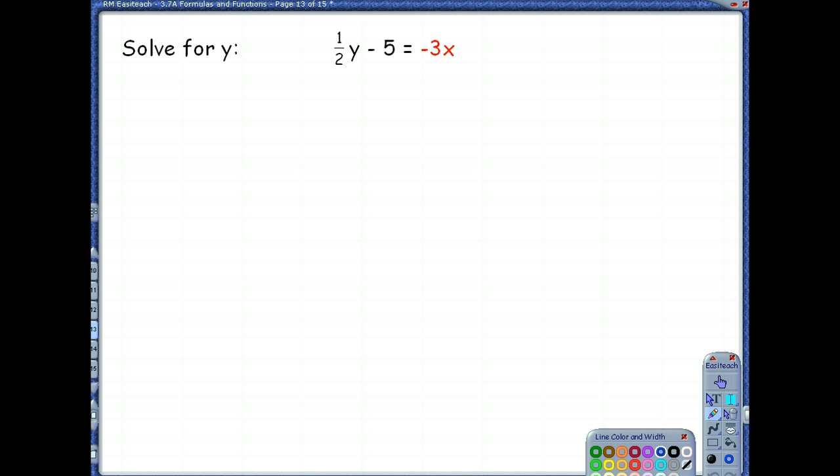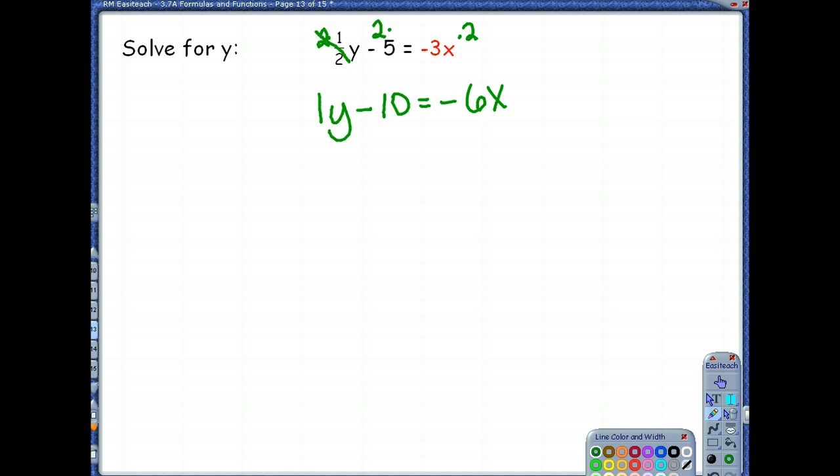This next one, we have another fraction. So to clear that fraction, I'm going to multiply each piece in that equation by the denominator of our fraction, which was a 2. Here, the 2's are going to cancel. I'm left with just 1y. You could say just 1y, or you could just write y. 2 times our negative 5 is going to give us a negative 10. But negative 3x times 2 is going to give us a negative 6x.